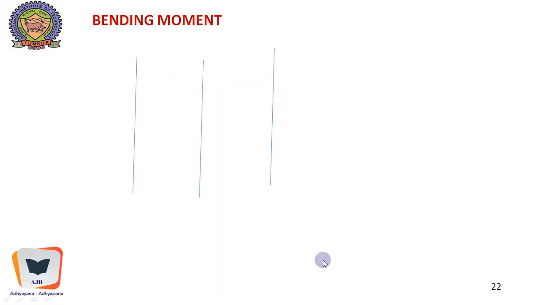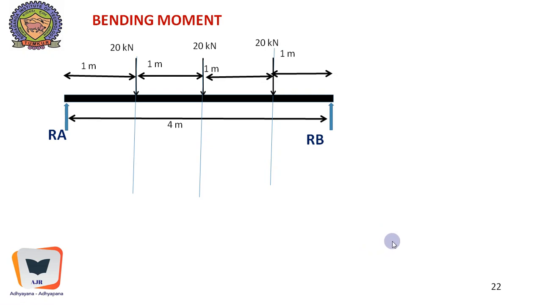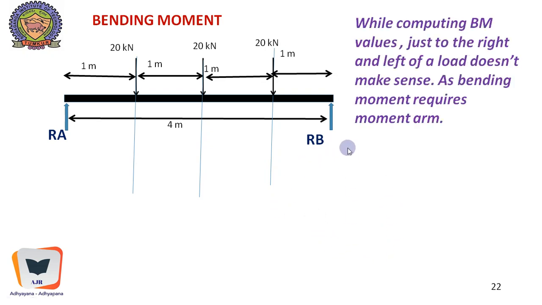Now we will take a look at bending moment and how we can calculate it with the same problem. Of course, this is a very important point. While computing bending moment values, just to the right and left of a load doesn't make sense. It doesn't hold water, as bending moment requires bending momentum, however small it may be. Just to the right means how just is this just? Therefore, whenever we compute bending moment, we will calculate bending moment at a section.